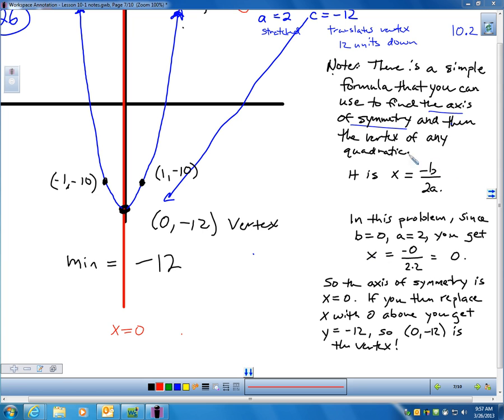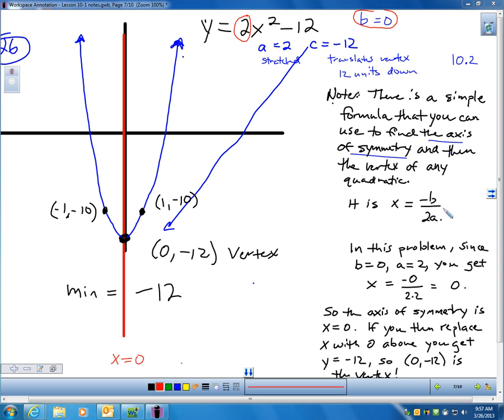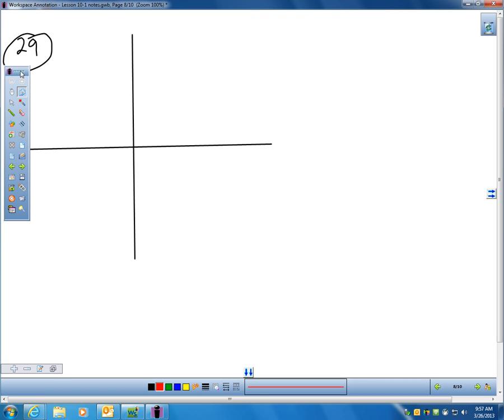All right? So I wouldn't need to use that formula for this problem because b is 0, and as soon as b is 0, the entire equation would be x equals 0. But starting in the next section, we will definitely use this formula to find the axis of symmetry. Let's go to 29 and try that.